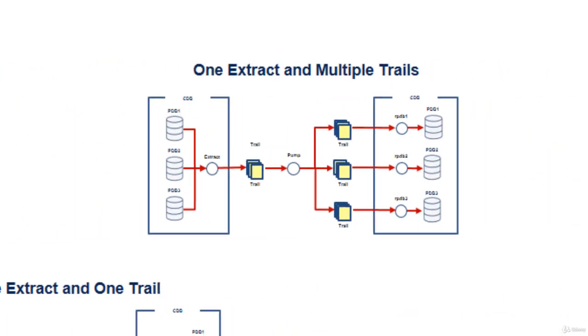The second configuration option is to have one extract writing to multiple trails. Each trail is read by a single replicate. This option has less management overhead, but if we stop the extract, maybe to troubleshoot one PDB, the replication stops on all the other PDBs.